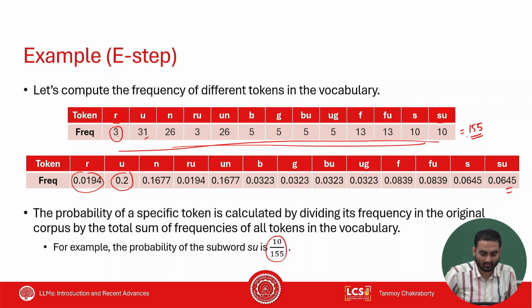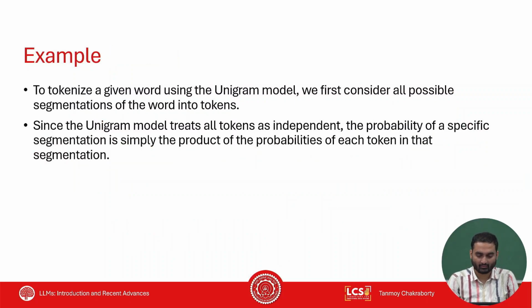So we started off with a base vocabulary. Now for each vocabulary entry, we calculated the unigram probability. Then now for every word present in the training set, we measure the probability of a specific segmentation. As I mentioned, a particular word can be split in different ways, right?